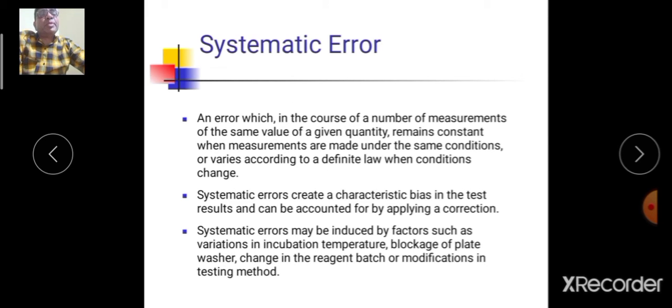The next variety of error is systematic error. The systematic error creates a characteristic bias in the test results and can be accounted for by applying a correction. The systematic error may be induced by factors such as variation in incubation temperature, blockages of plates, washers, change in the reagent batch, or modification in the testing methods.